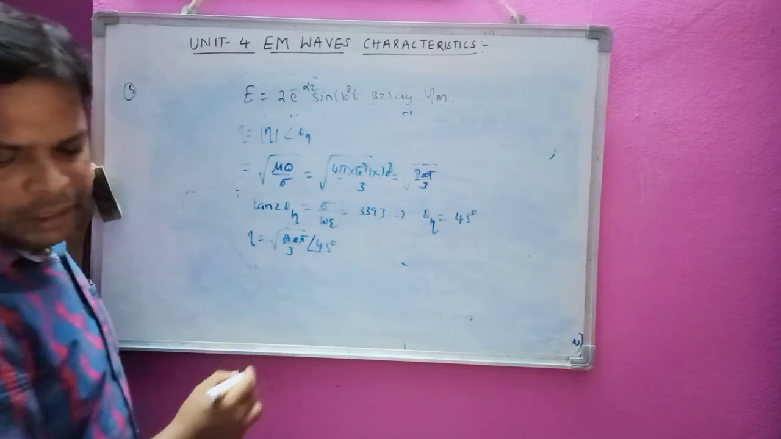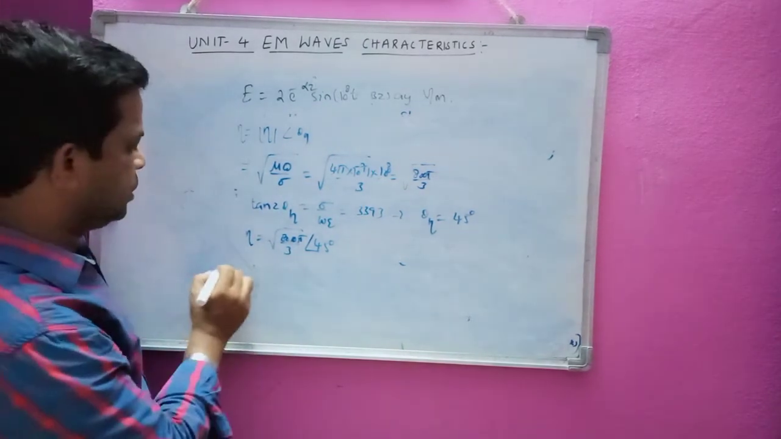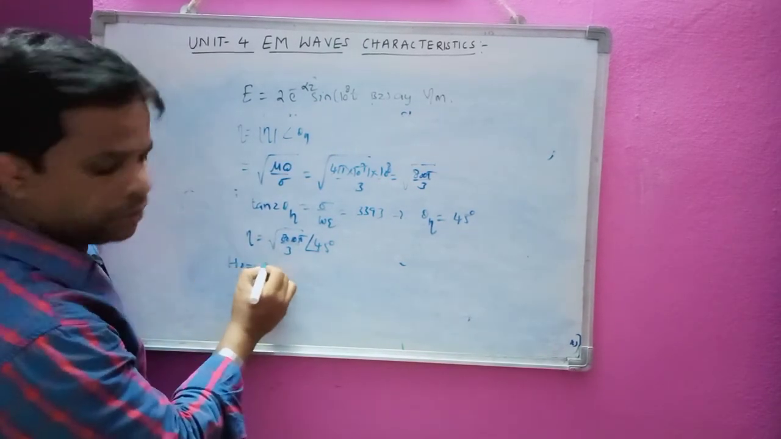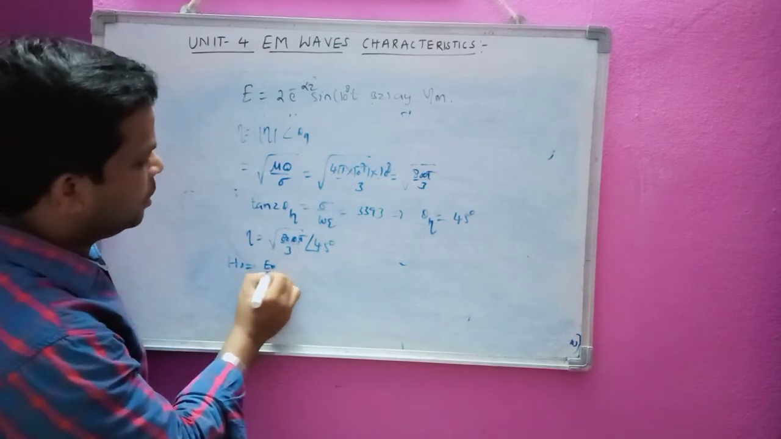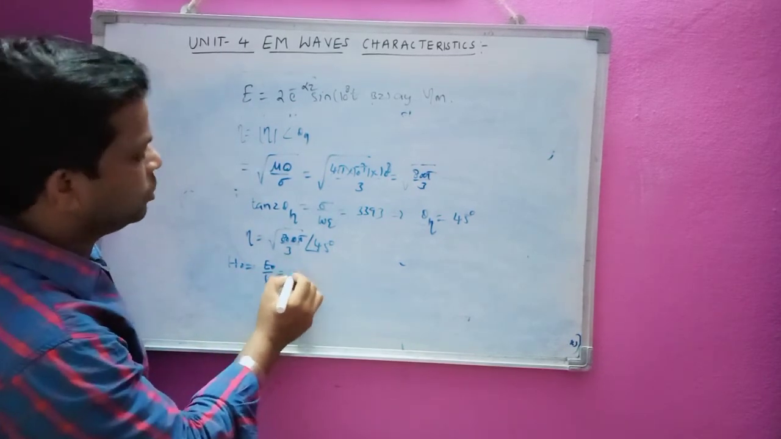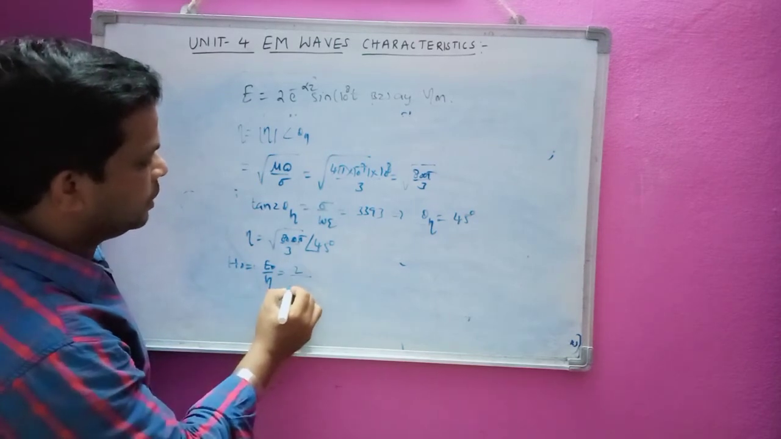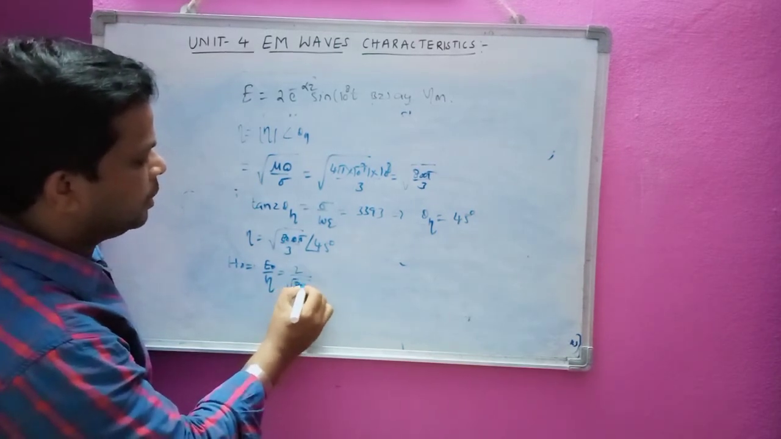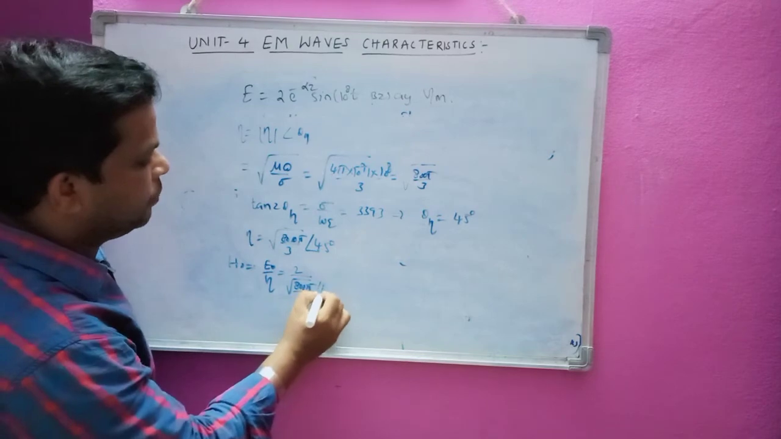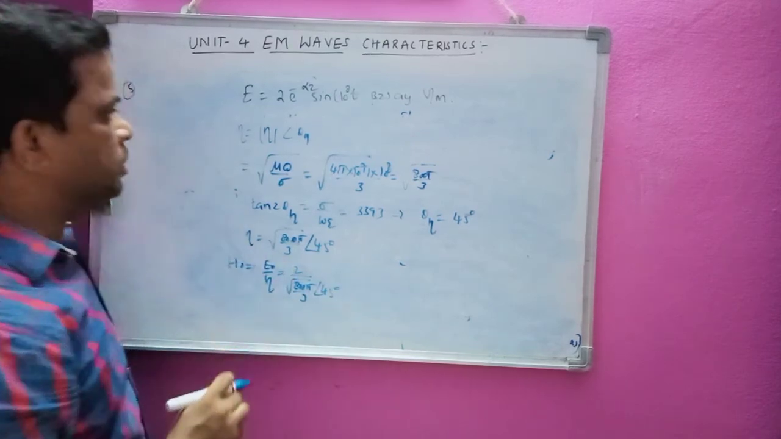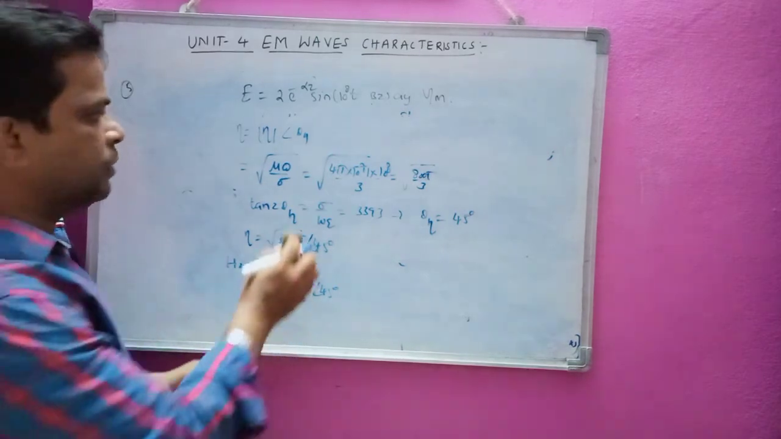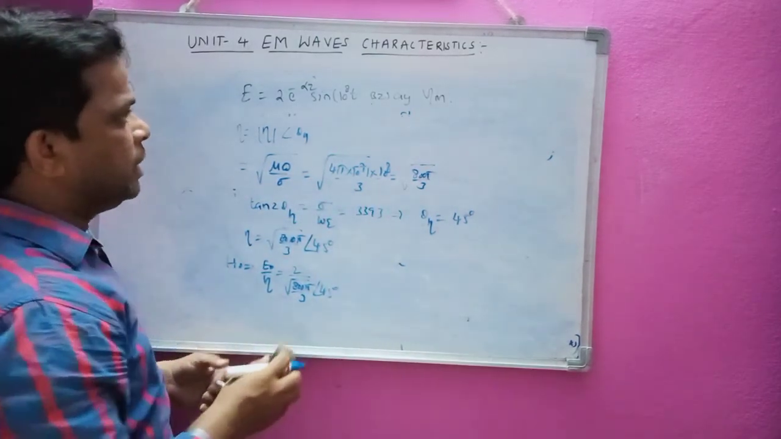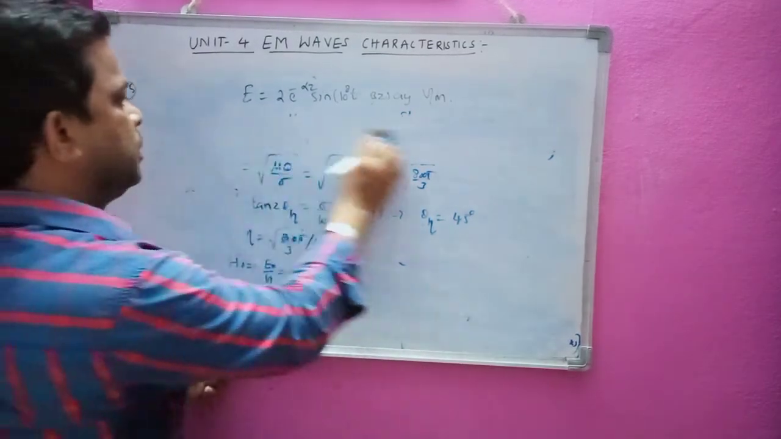So now by using this value I can write H naught as H naught is equal to E naught by eta. That is, E naught is equal to 2 divided by the square root of 800 pi by 3 at an angle of 45 degrees. Now I have to substitute this value in the given H here. Similarly, I have to calculate the direction of H.